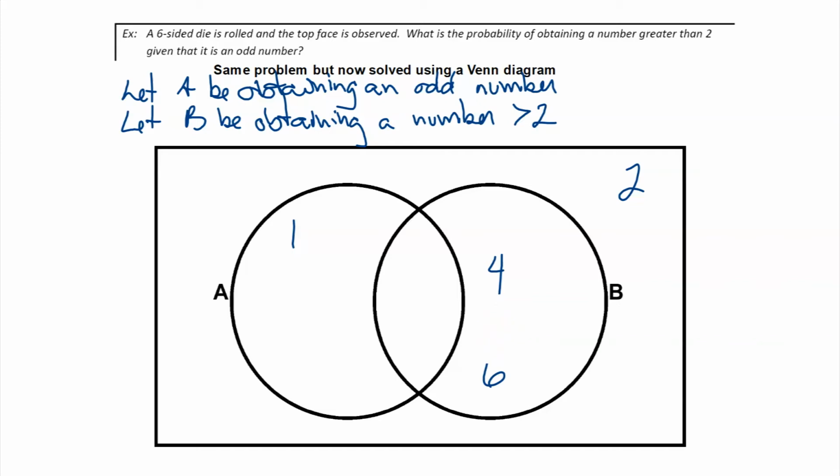So we can go ahead then and switch it to put 3 and 5 in the overlapping area between the 2 circles, or in the intersection. Now we can answer the question.